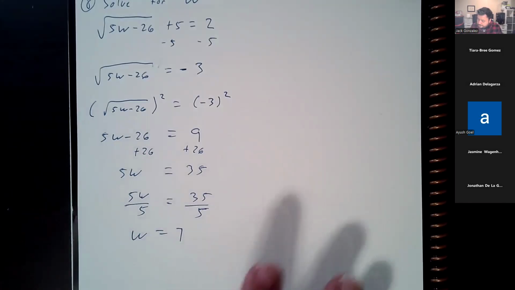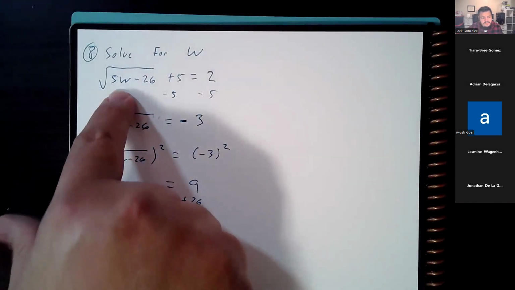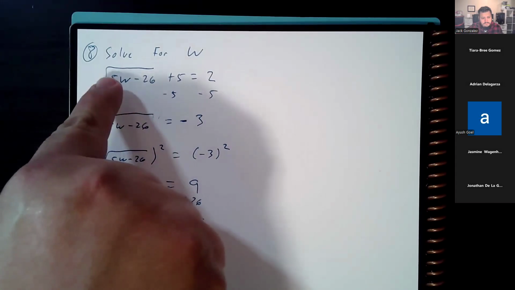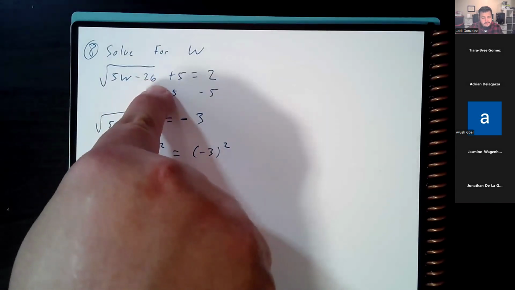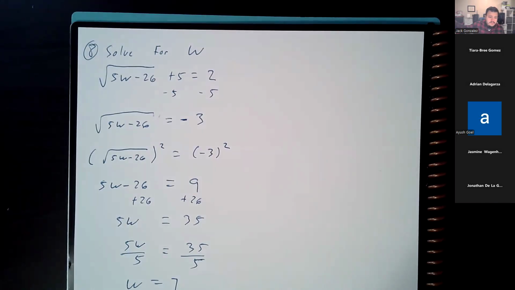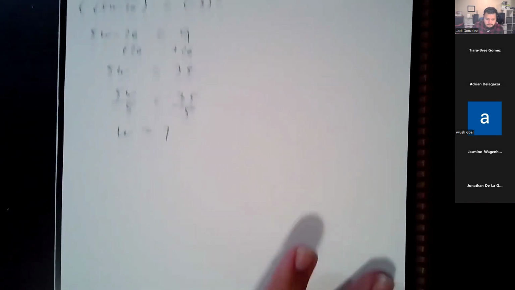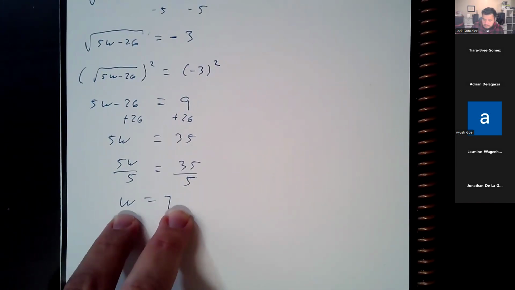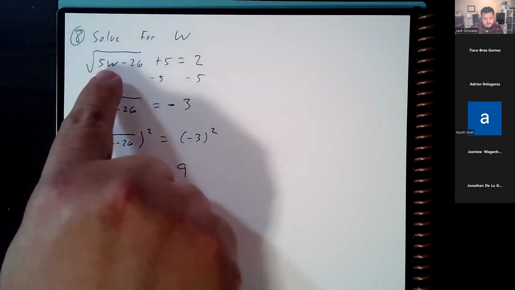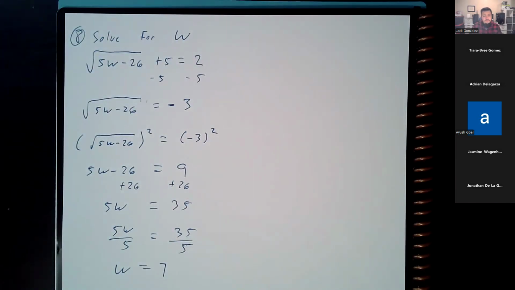Look at the original. If I plug in 7, does that cause problems? 5 times 7 is 35 minus 26. Doesn't cause any negatives, so we're good. If your solution, when you plug it in, causes a negative in here, it's going to be a problem. You can work it out to be sure, but honestly, if it's positive, you're pretty much good. And it looks like the rest are the same.